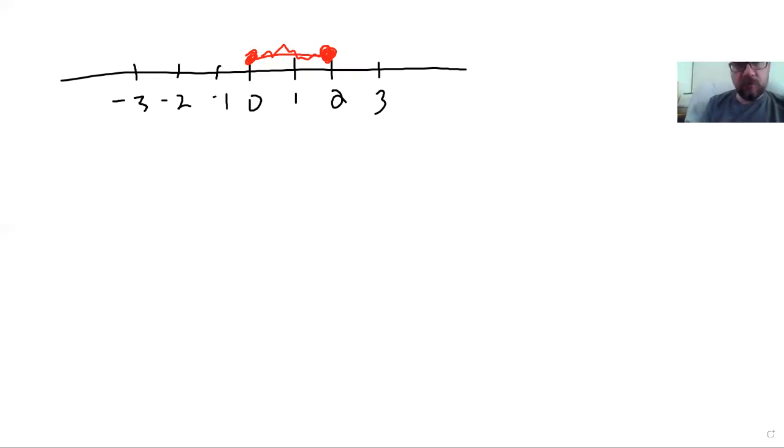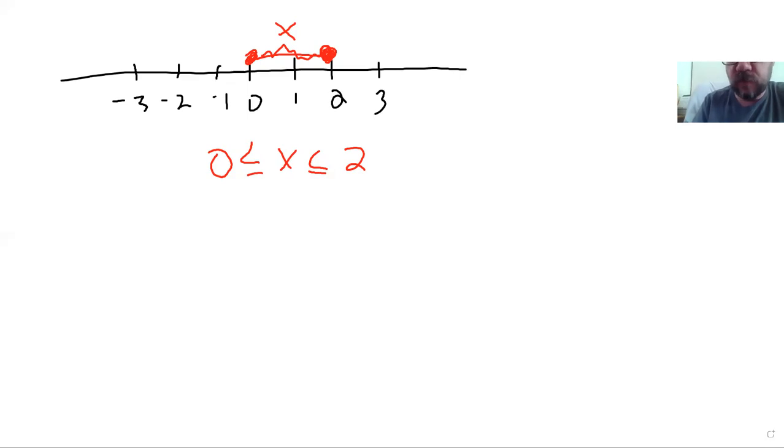If I think of all of the numbers in here as various values of a variable called x, then I could think of this as x being between 0 and 2. And notice that I've got x is greater than or equal to 0 and less than or equal to 2. The or equal to's indicate that 0 and 2 work.